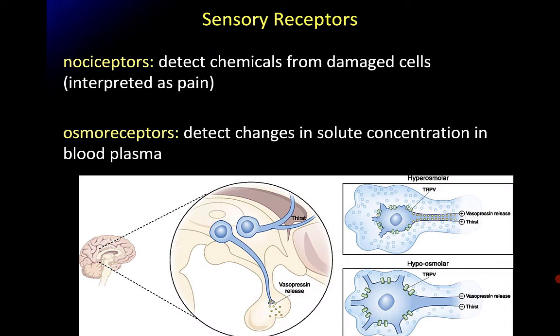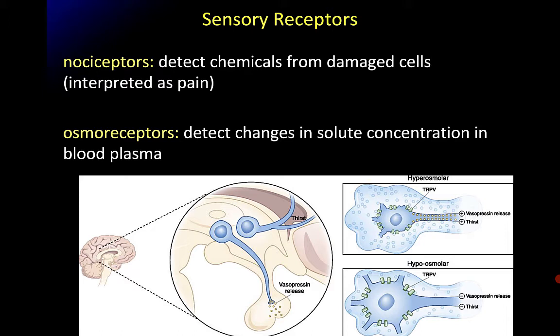Now we do, of course, have a lot of different kinds of receptors, so let's take a look at a few others. Nociceptors detect chemicals from damaged cells. We interpret these signals as pain, so nociceptors we sometimes refer to as pain receptors. And they're kind of different than chemoreceptors because they are generally recognized as naked dendrites, but they are going to pick up these chemicals released from our damaged cells.